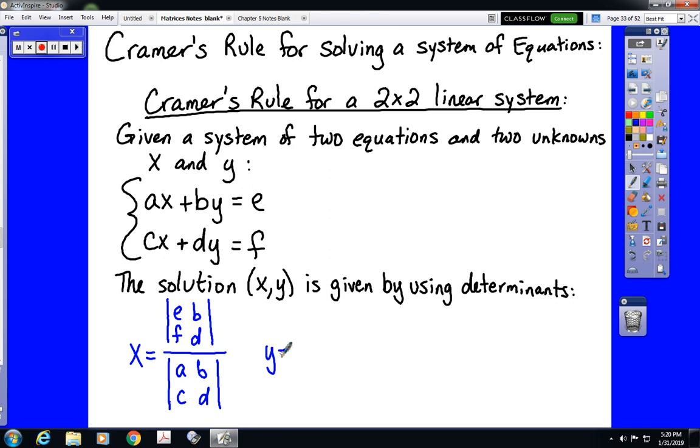Y is similar. It also has the coefficient matrix on the bottom. And on the top, instead of replacing the x column, we replace the y column with the answers. So that's literally the process we're going to use to do these problems. Now we're going to do a number of 2 by 2 examples, and then there will be a separate video that shows how Cramer's Rule can be applied to a larger system, a 3 by 3 system.